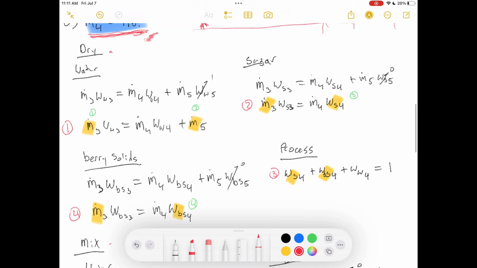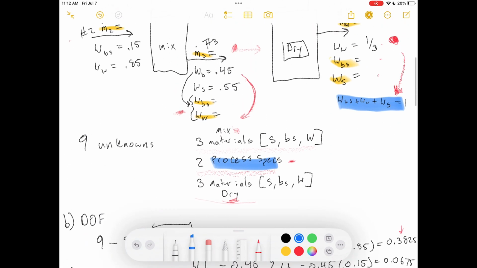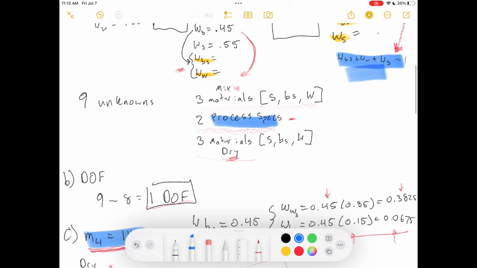For the dryer, we have our water material balance, our sugar material balance, and our berry solids material balance. Then I added one more process spec. I should highlight that in blue. That process spec is the one we talked about earlier, which is this process spec.